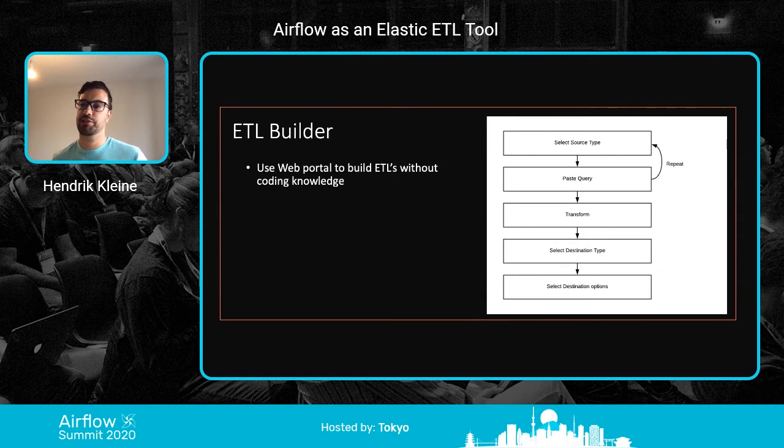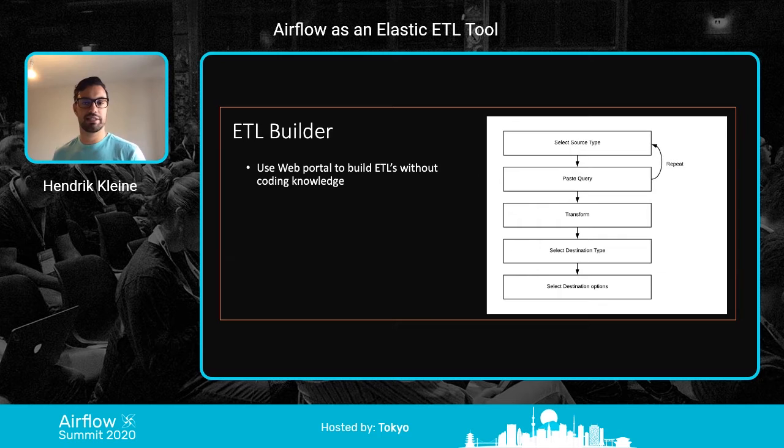Then they paste their query. So select something from this database, you just paste that there. If they want, they can then transform that. And we only have a very limited number of transformations, mainly surrounding joins. We can join, union, we can add or remove columns, we can make calculations for new fields, things like that.